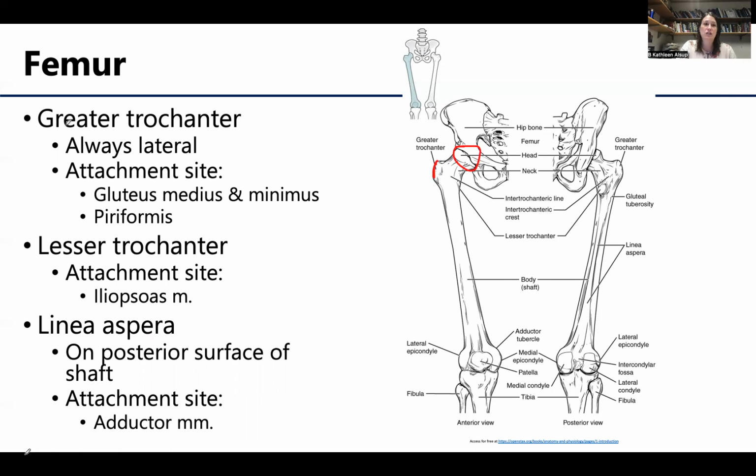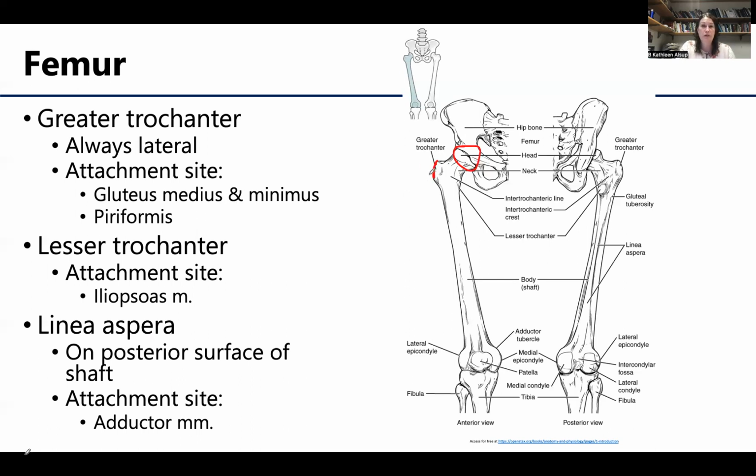And as the name would suggest, it is greater or larger than the lesser. So whereas the head is always medial, the greater trochanter is always lateral. And since it's so large, you would assume that there's going to be lots of muscles attaching here. And you do have many muscles attaching here. I've named 3 of the largest ones. There are even more. So you're going to have the gluteus medius and the minimus, not the gluteus maximus, even though it does kind of skirt right over this region.